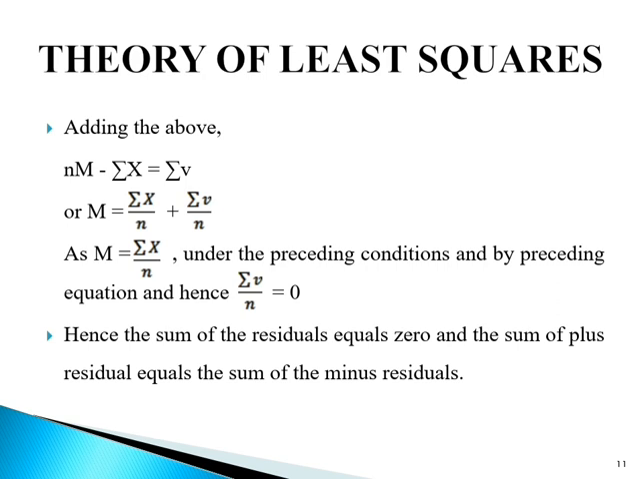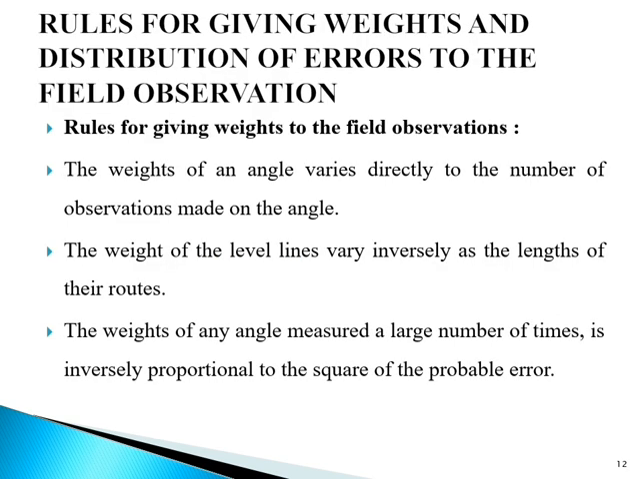So hence the sum of the residuals equals 0, and the sum of the plus residuals equals the sum of the minus residuals. So this is our theory of least squares. Next is rules for giving weights and distribution of errors to the field observation.